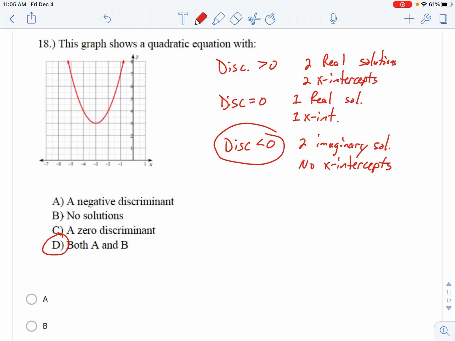What are the other scenarios? Well, like I said, you could have one scenario where you have one x-intercept. One x-intercept would have a discriminant equal to 0 and would have one solution. That's not even a choice here. And the third scenario is you get something like this, where there are two x-intercepts, so the discriminant would be positive.